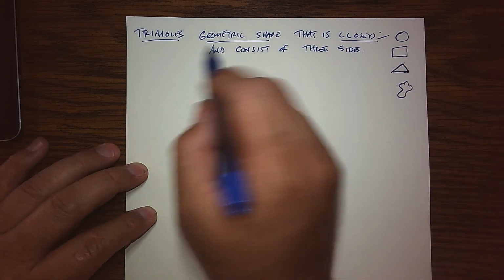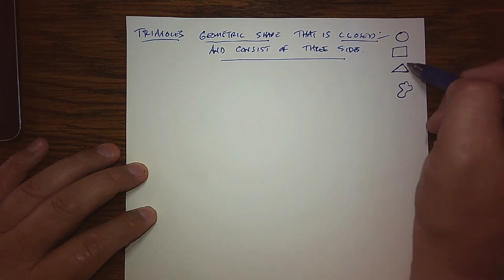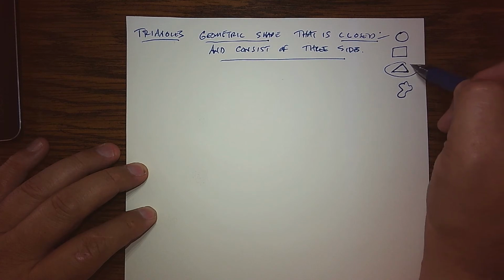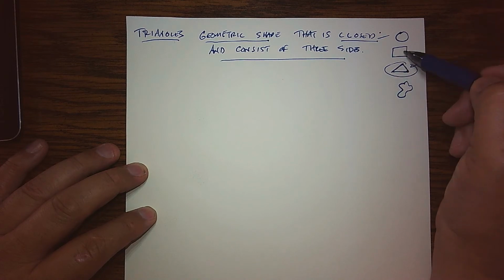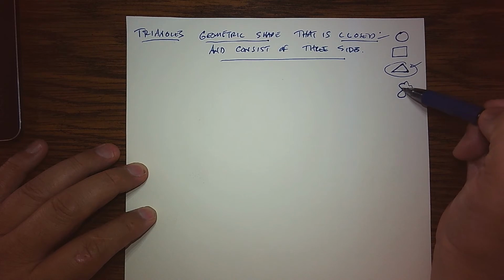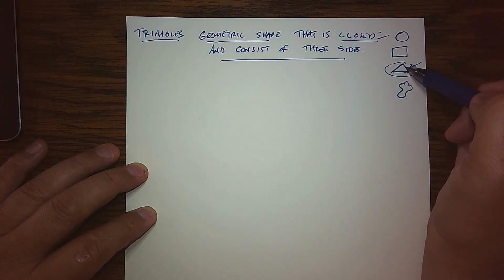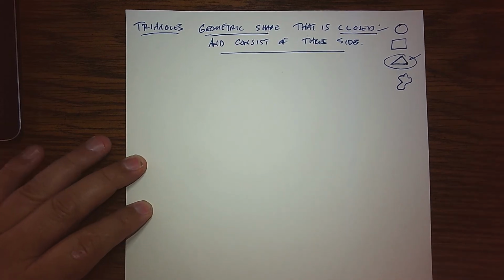However, a triangle is a closed geometric shape that consists of three sides. Of the shapes that I have here, that would be the triangle because it satisfies the definition. It's composed of three sides and it's closed. This one is composed of four sides and it's closed. That one technically has an infinite number of sides and it's closed. And that one also has some very weird sides to it. But we're talking about a closed geometric shape of three sides. So there's our basic definition of a triangle.